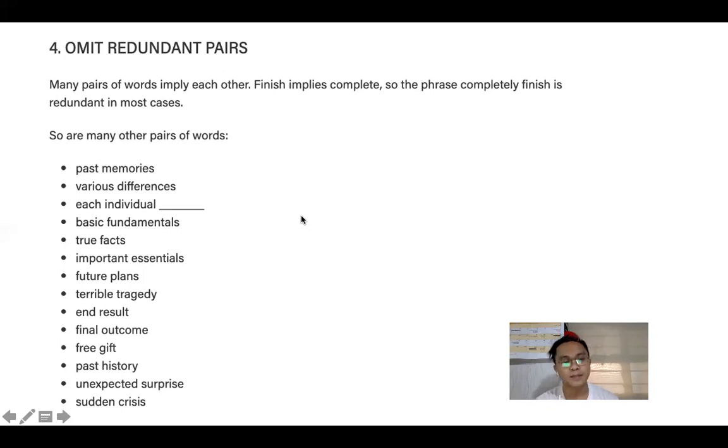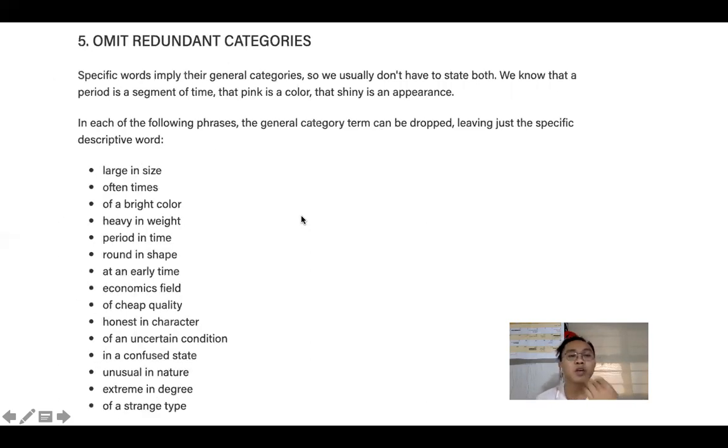Unexpected surprise. Surprise nga eh, but unexpected na expected mo. Sudden crisis. Lahat ng crisis sudden, hindi pinagplanuhan. So those are redundant pairs. And you can also omit redundant categories. For example, large in size. So for each of the following phrases, the general category term can be dropped, leaving just the specific descriptive word.